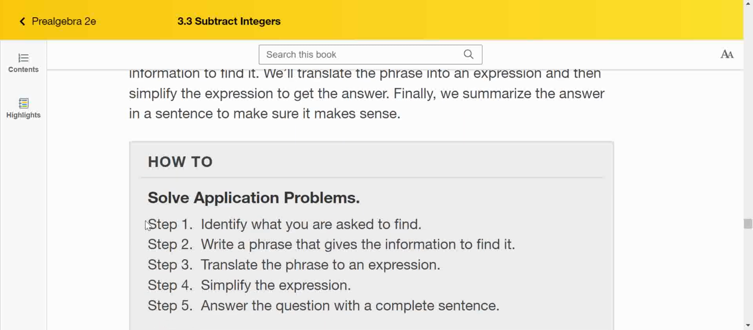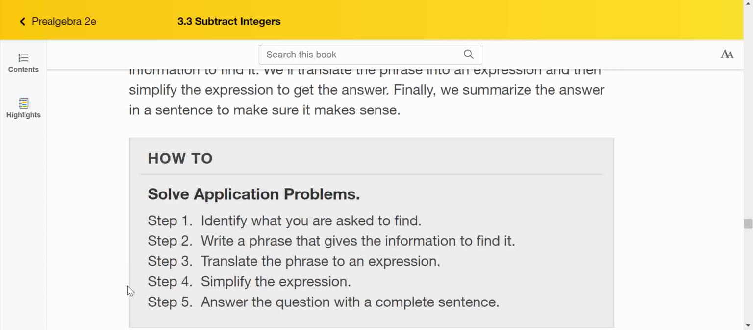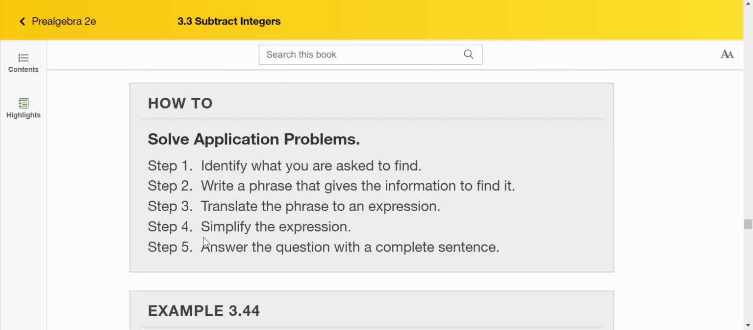How to solve application problems. Step 1. Identify what you are asked to find. Step 2. Write a phrase that gives the information to find it. Step 3. Translate the phrase to an expression. Step 4. Simplify the expression. Step 5. Answer the question with a complete sentence.